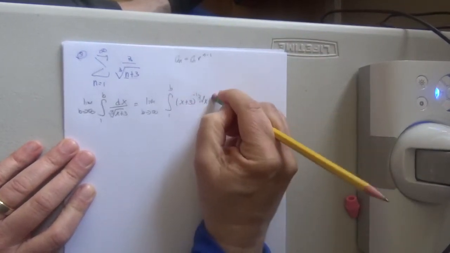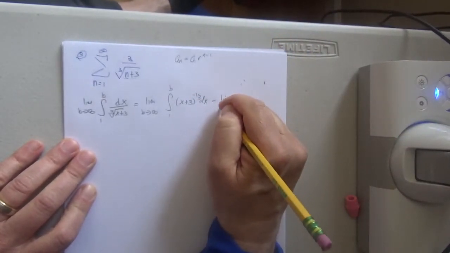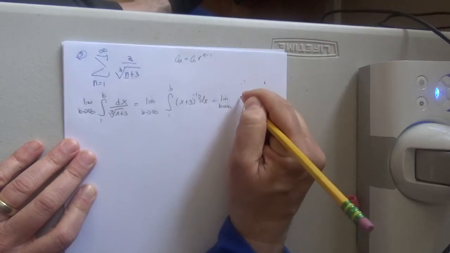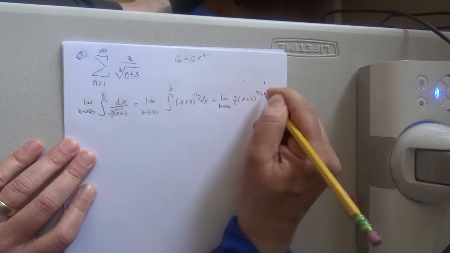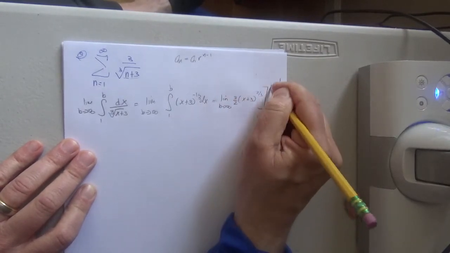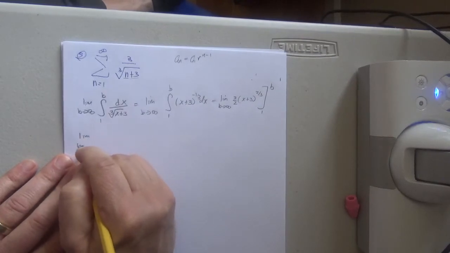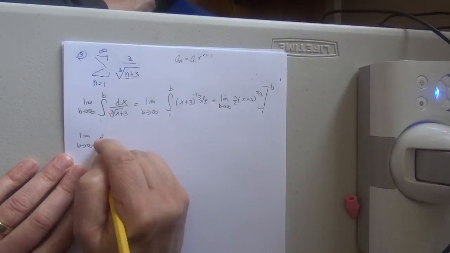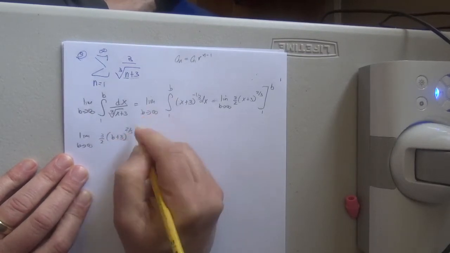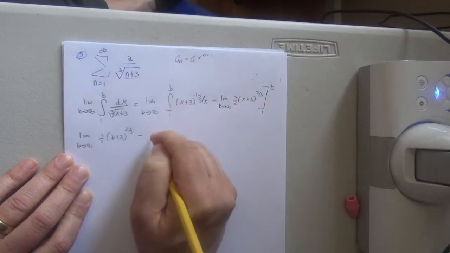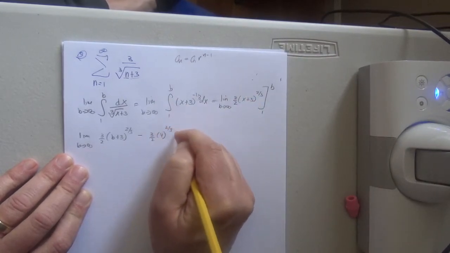And then I'm going to evaluate this integral, right? So I get the lim as b approaches infinity of x plus 3 to the 2/3, times 3/2, and then I have 1 to b. And then I have the limit as b approaches infinity of 3/2 b plus 3 to the 2/3 minus, plugging in 1 here, I get 3/2 4 to the 2/3.